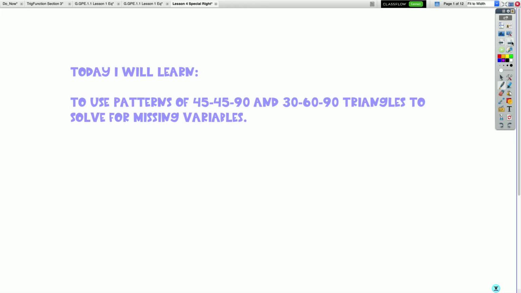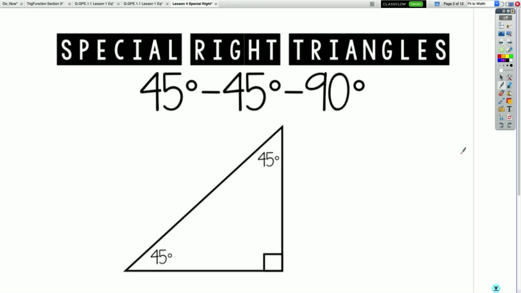Okay, so we're gonna start on the front of your 45, 45, 90. So again, if you want to just push aside your 30, 60, 90s, we'll get to that later. So you should have two papers that say 45, 45, 90 on it.